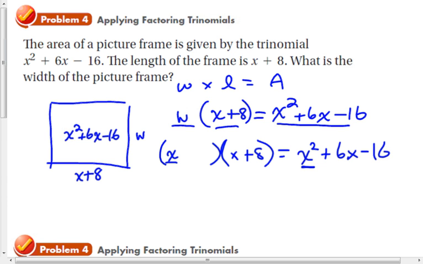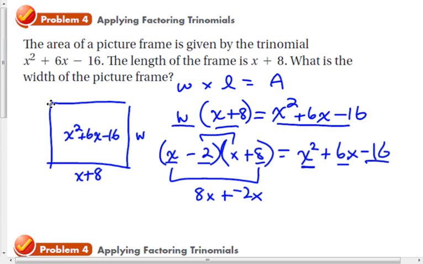And I also know that this term, this 8 times this term, has to equal -16. So what number times 8 is equal to -16? That would be a -2. And then I'm just going to check to make sure the middle term works, and we get that by multiplying these two, which is 8x, and these two, which is -2x, and when we add those together, that works out, we get 6x. You try that.